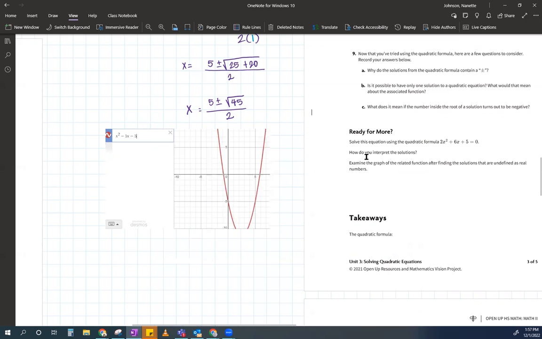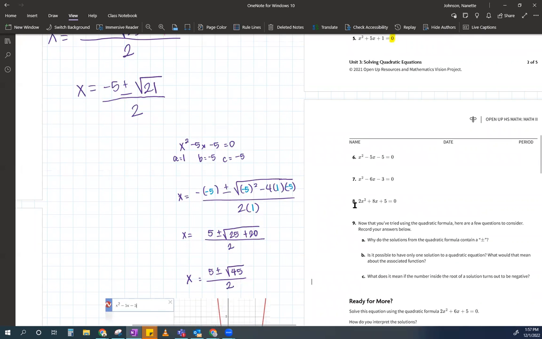Okay. Someone asked about this 2 right here. See that 2 right there? So can you see where a goes? A goes here and here. So instead of a 1 here, what are you going to put for this problem? You're going to put that 2. Yes, exactly. Yay. That's it. So yes, you just plug in 2, not 2x squared, just the 2. Does that make sense? Very good.